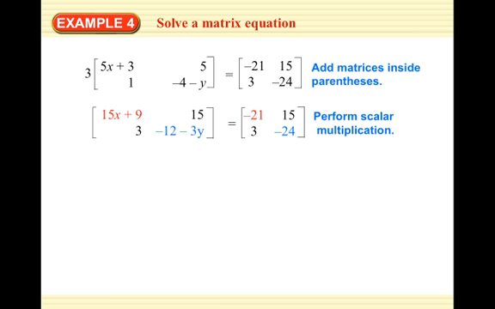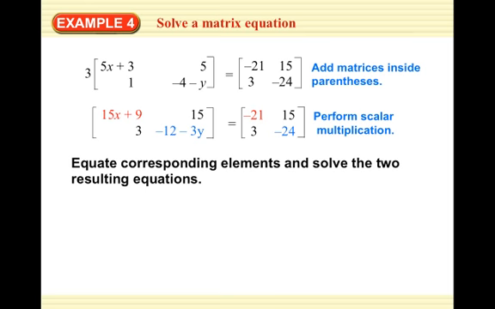We're not going to be able to solve for anything, so we move on to second row, first column, and we get 3 equals 3. Again, nice thing. It's absolutely true, but we don't have anything to solve for. So we move to the second row, second column, and we have negative 12 minus 3y equals negative 24. So we have another equation. So we equate corresponding elements and solve the two resulting equations.